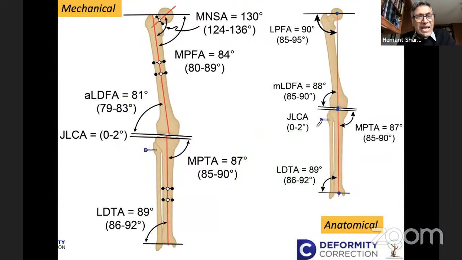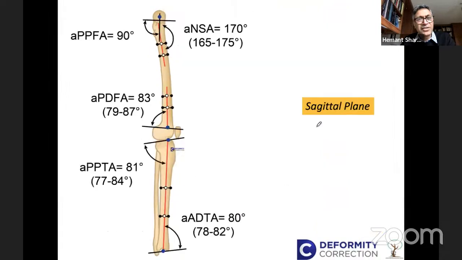Now, if you look at these angles, you are all aware of them, but I'll just go through it quickly. There are two ways we can look at it, mechanical and anatomical axis planning. In the tibia it is the same, but in the femur it is different. I'm not going to emphasize these angles, but we need to keep them in mind whenever we are planning; it's a very good guide to plan and analyze a deformity. In the sagittal plane, again, there are angles and landmarks which we can draw to identify these angles and the deformity.